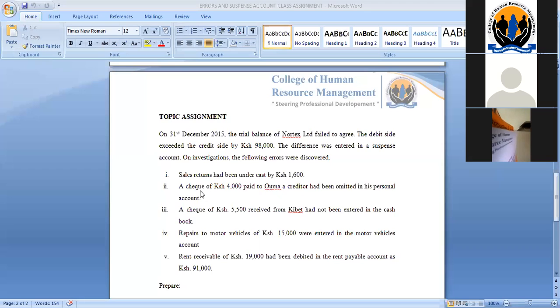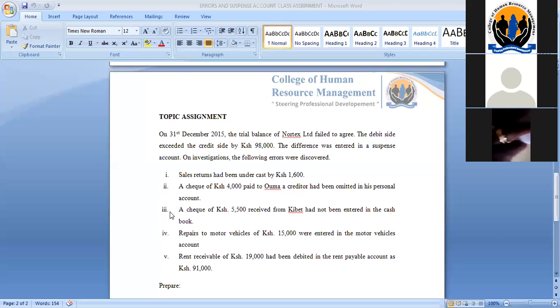The error was not in the bank. The error was in Ouma's account. Instead of debiting that account with 4,000, we made an omission in that particular account, and that account was supposed to be debited because it is a payment to a creditor. So a creditor, when it is being created, when we are buying goods on credit, we credit, but when we are paying the creditor, we debit. So this one was supposed to be debited. So we debit Ouma, and then we credit the other account, which was supposed to be suspense.